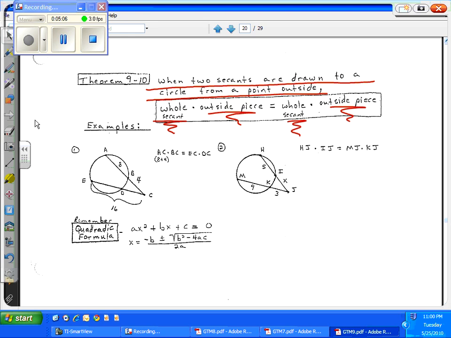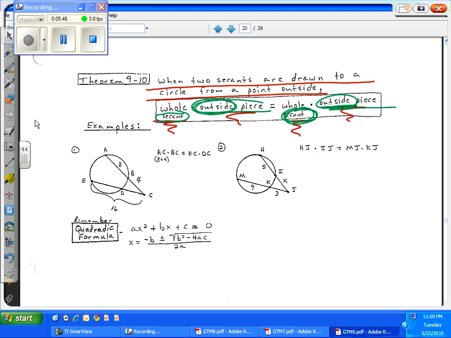And so the way you say this fancy is, if two secants are drawn to a circle from a point outside of the circle, then the product of one secant and its external segment is equal to the product of the other secant and its external segment. Okay?